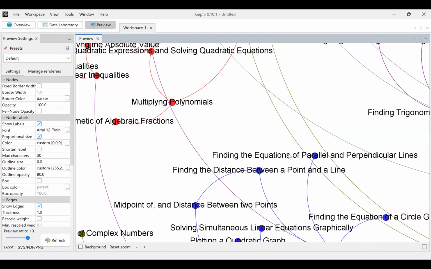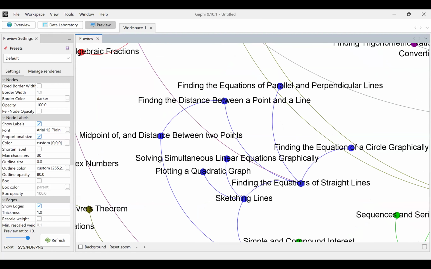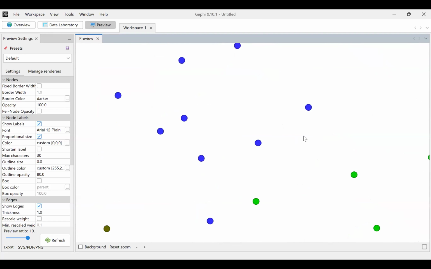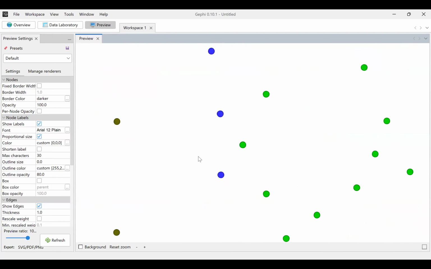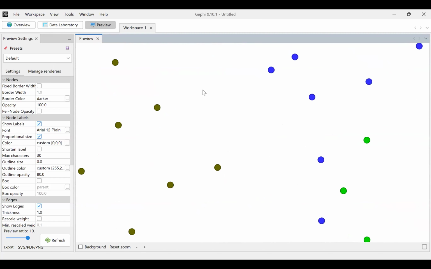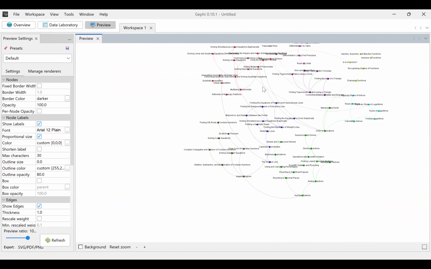Okay, so we've got our network, and each color is different. This is coordinate geometry, and we have arithmetic and complex numbers. If I zoom out, you can see the whole structure of the network. Now, what time is it? I've got about another 10 minutes, is it?